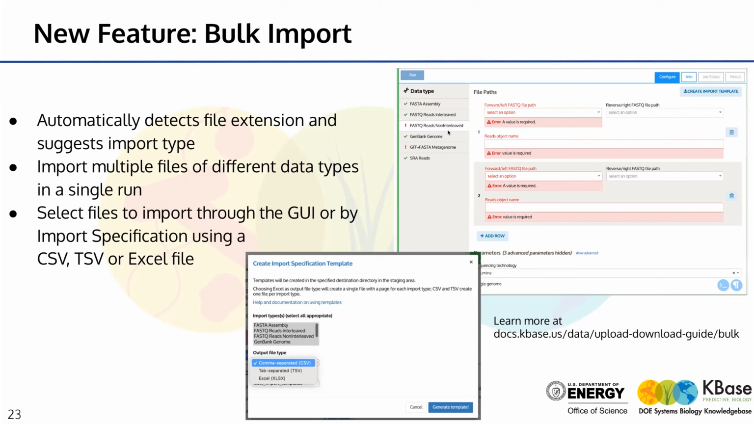You can select the files to import through this GUI or by an import specification, a file that organizes all the files, sort of an index, a table of contents, if you will, for all the files you're going to upload. This made it much easier for people to get lots of data onto the system. If you go to docs.kbase.us, you can find the bulk upload guide there.